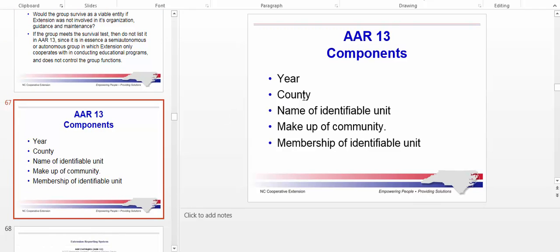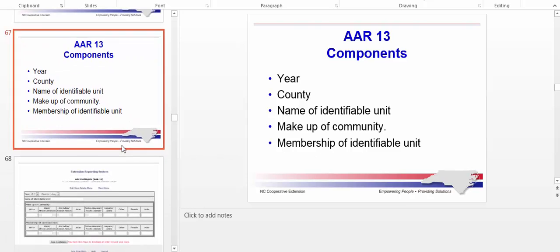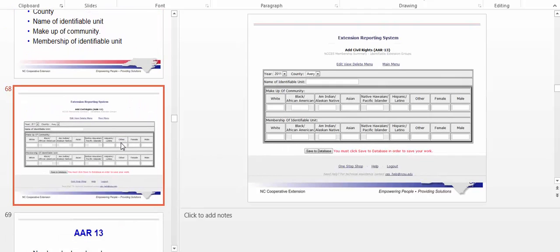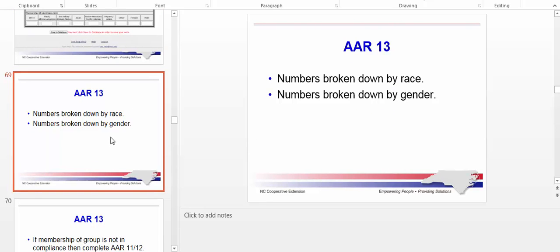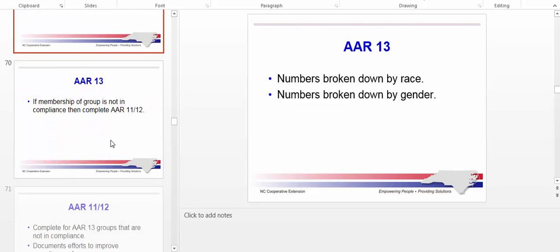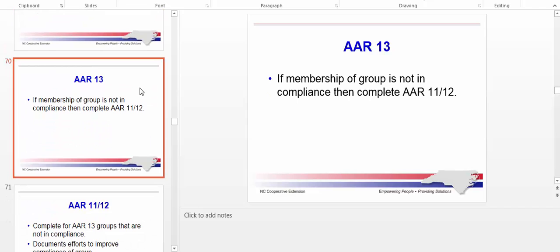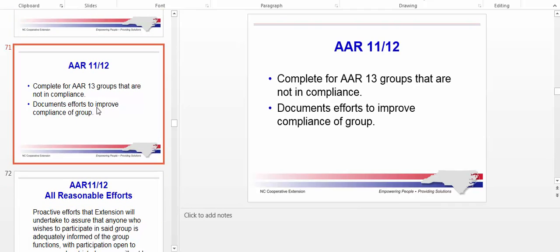Components are, again, the year, the county, name of the group, makeup of the community, and the membership of the identifiable group. So, 13, this is what it looks like. Again, numbers are broken down by race and by gender. And if the membership group is not in compliance, then you need to complete 11 and 12.